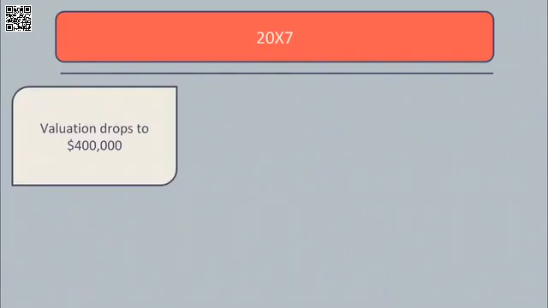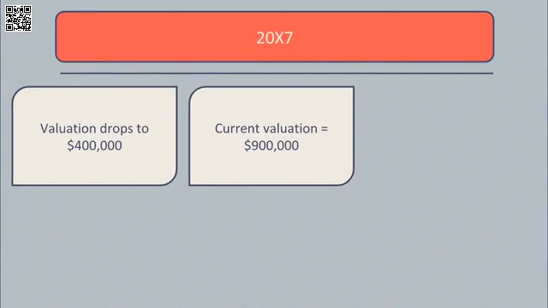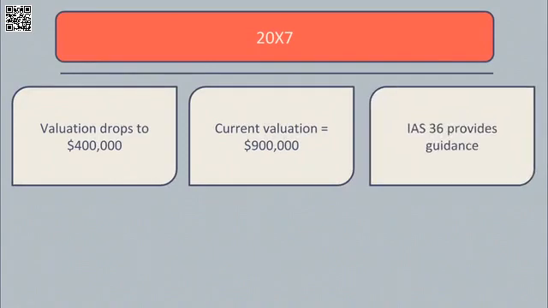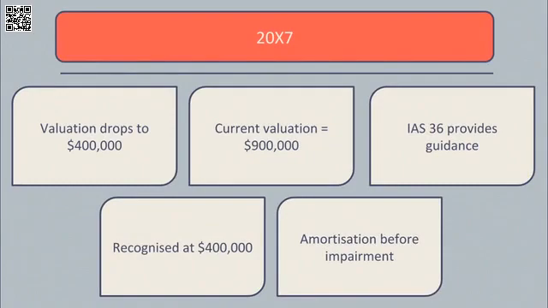Now we move to X7 and the valuation drops to $400,000. Its current valuation is $900,000. The asset is impaired and we look to IAS 36, the impairment of assets, to guide us. The asset must be recognised at $400,000, and since the impairment happens at year end, it will also be amortised at $100,000 and then impaired.